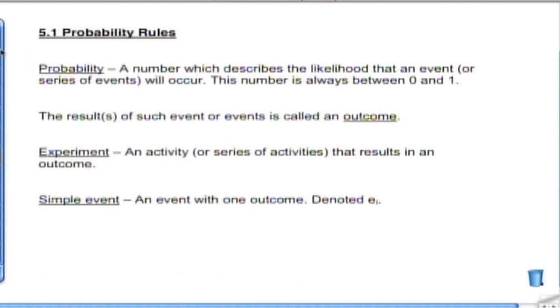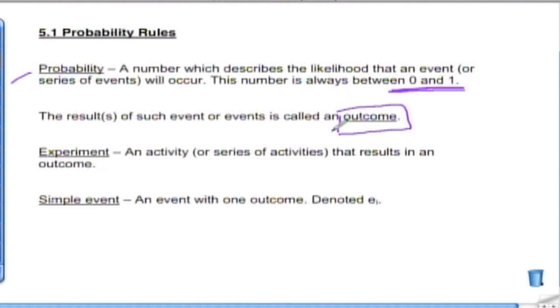So we start out by defining probability. What is a probability? Probability is some number that describes the likelihood that an event or a series of events will occur. It's always a number between 0 and 1. So a probability can't be a negative number, and a probability cannot be greater than 1, okay? So the result of such event or events is called an outcome.